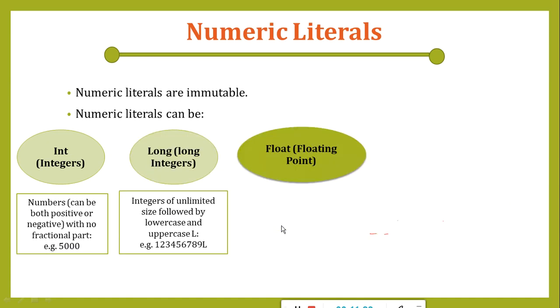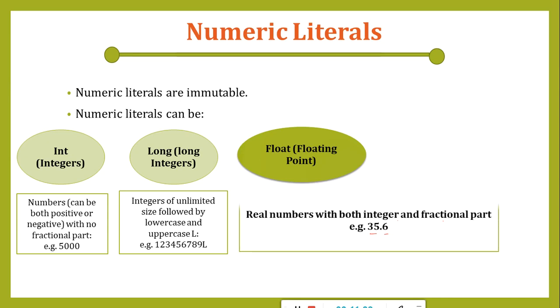Then comes the floating point. When we have a fractional or decimal part with a number, we treat that as a floating point. A real number with both an integer and a fractional part is treated as a floating point number. Simply, we can see here 30.56, which has an integer part and a fractional part, so we treat it as a floating point number.